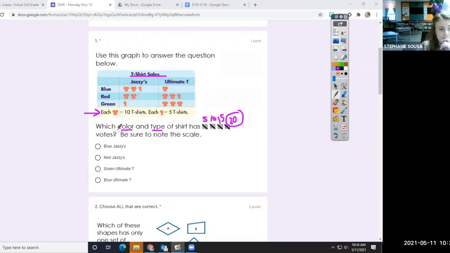Let's take a look. This has 5 or 10, 20, 25. Nope, that's out. This has 10, 20. Okay. Jazzy's red has 20 votes. Any other have just 2 t-shirts? Nope. So there it is. Jazzy's red, red Jazzy's is the number of 20 t-shirts. Questions on that?